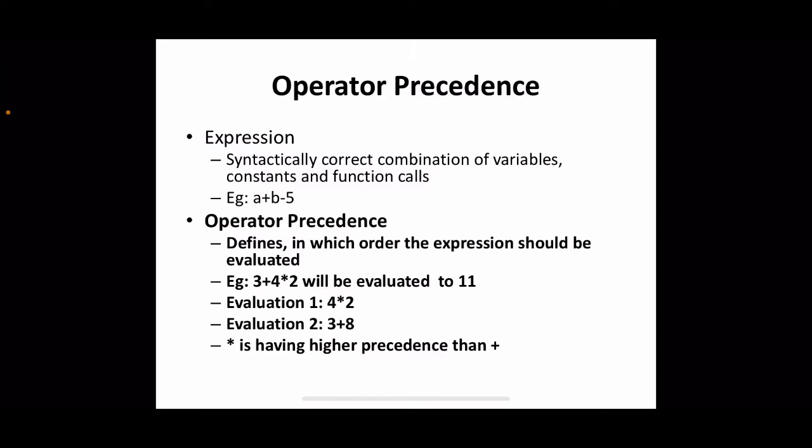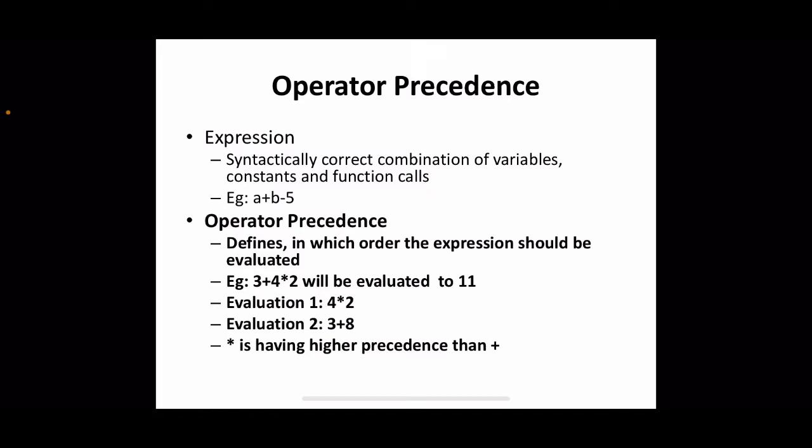Just for example, here we have an expression a plus b minus 5. By substituting the values of a and b and applying these operators plus and minus, we will get a value, right? Like that, any expression should be evaluated to get a value. So how this expression should be evaluated, in which order these operators to be applied, or what are the different operands to be taken for applying that operator. So those are driven by a set of rules, and this operator precedence and associativity are part of these rules.